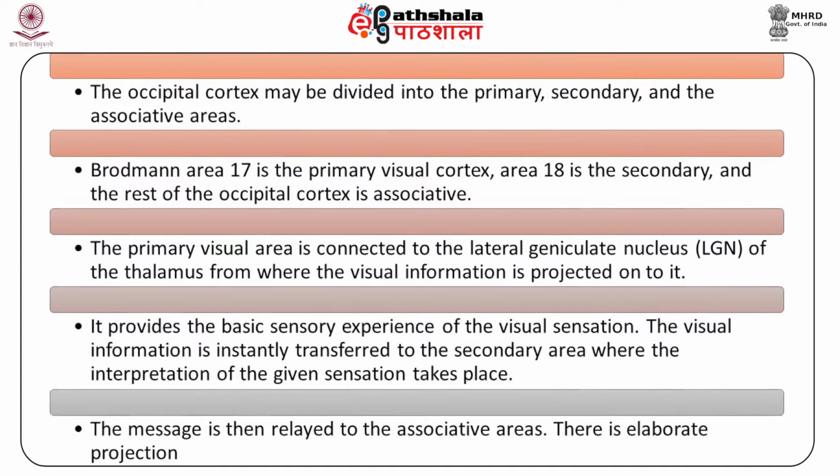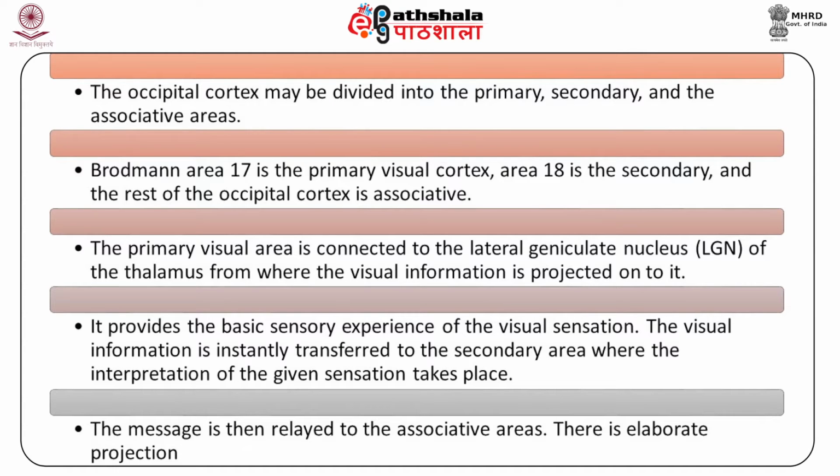The occipital cortex may be divided into primary, secondary and the associative areas. Brodmann area 17 is the primary visual cortex, area 18 is the secondary, and the rest of the occipital cortex is associative. The primary visual area is connected to the lateral geniculate nucleus, or LGN, of the thalamus, from where the visual information is projected onto it. It provides the basic sensory experience of the visual sensation.